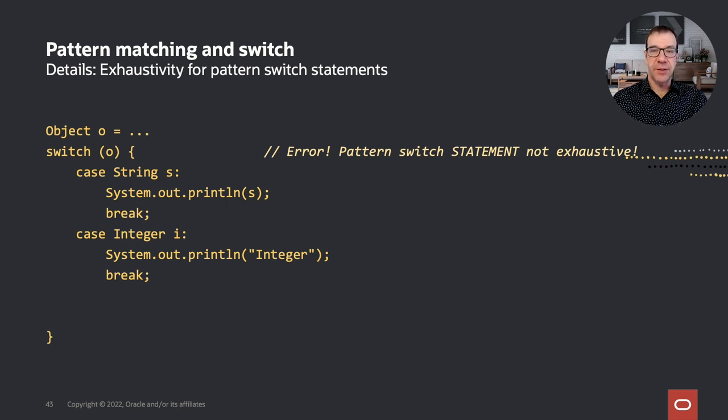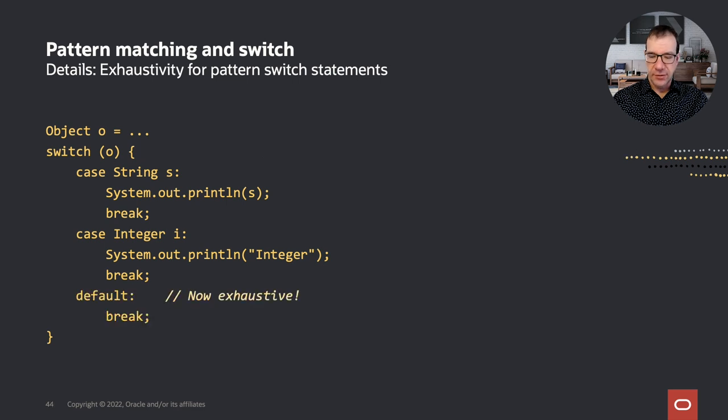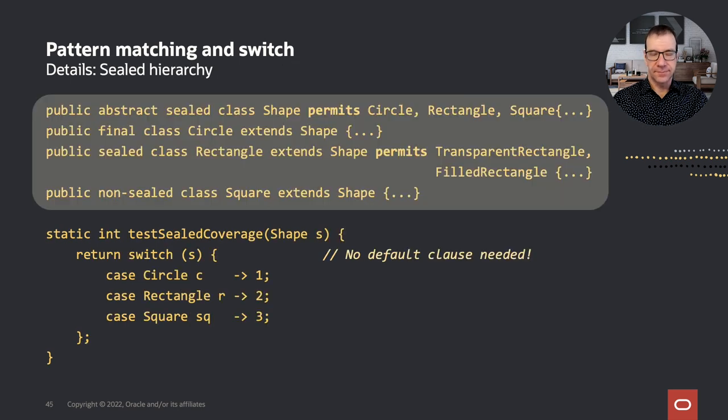If your switch statement is a pattern switch statement, we've decided that the switch body must be exhaustive. So in this example here, this is clearly a switch statement, and it's clearly a pattern switch statement because the labels have patterns. And it's therefore in error because it's not exhaustive. It has a case for string, has a case for integer, but it's missing cases for the others. And again, it's easy to make it exhaustive. Just add a default.